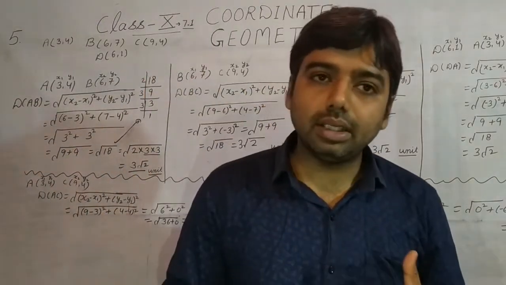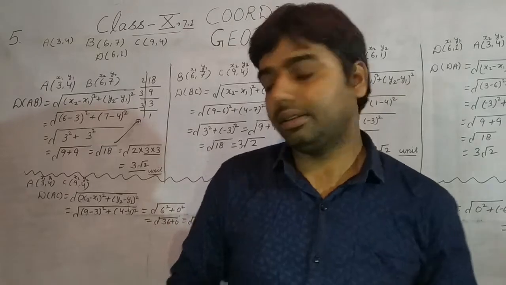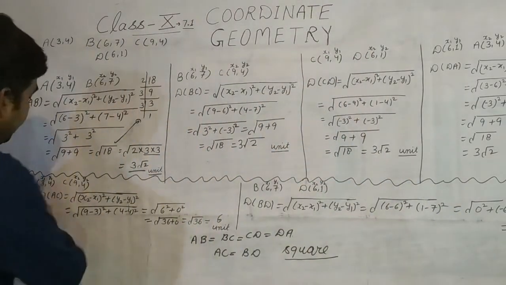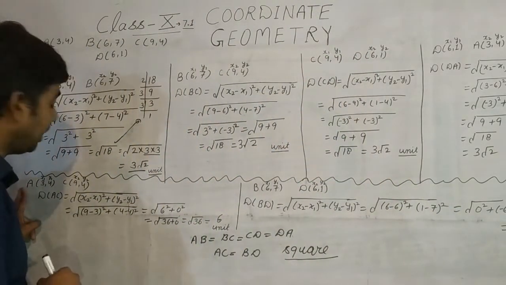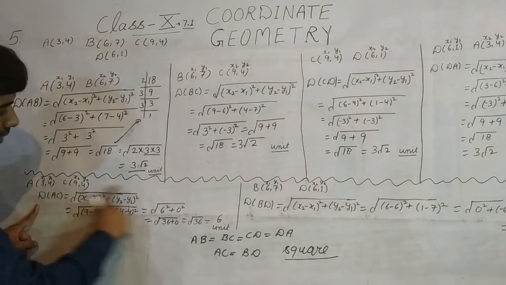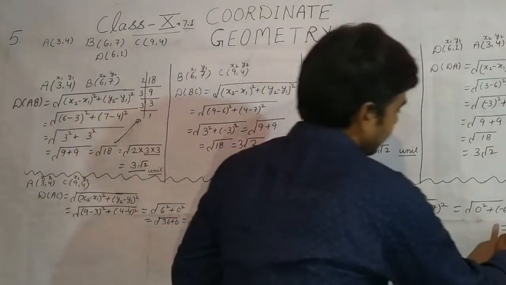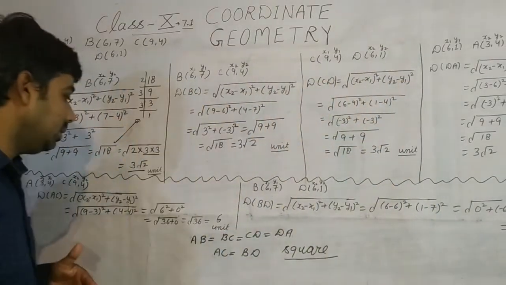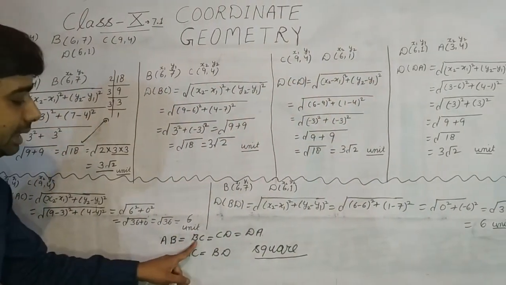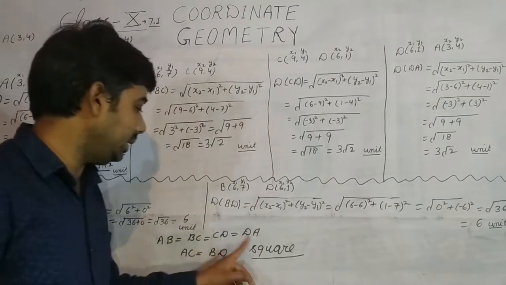After doing all these, I'm just going to find out the diagonal. This is the time to find out the diagonal AC. Distance is 6. Diagonal BD. Distance is 6. After doing all these, I can see AB equal to BC equal to CD equal to DA.